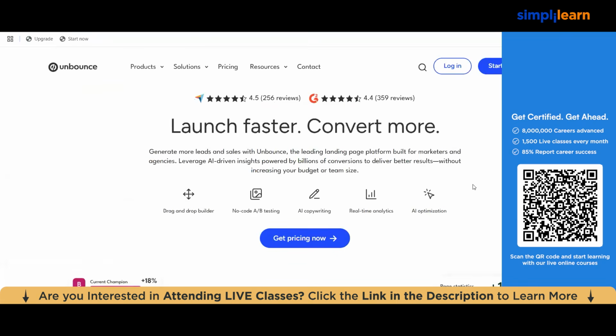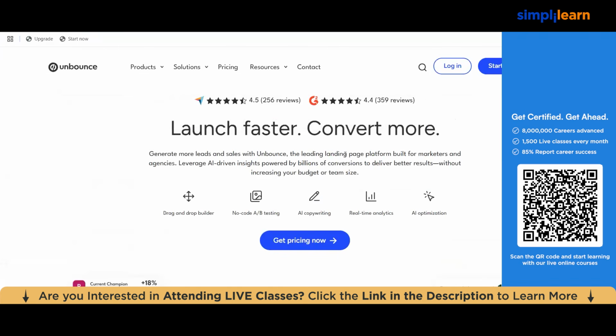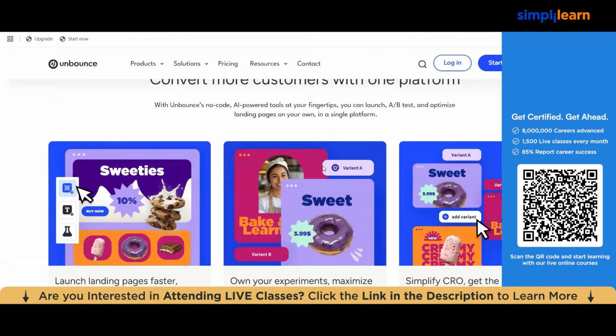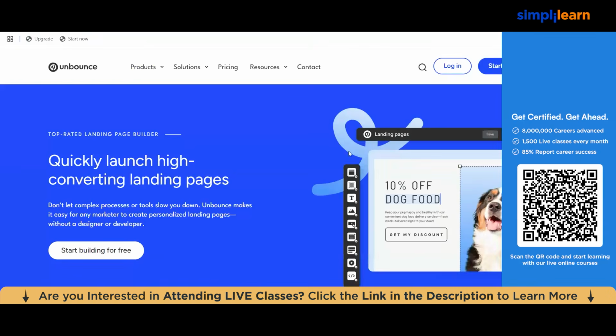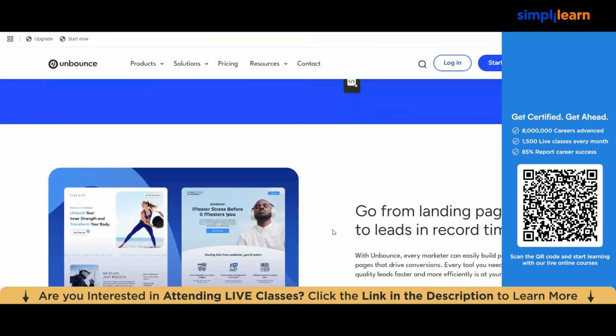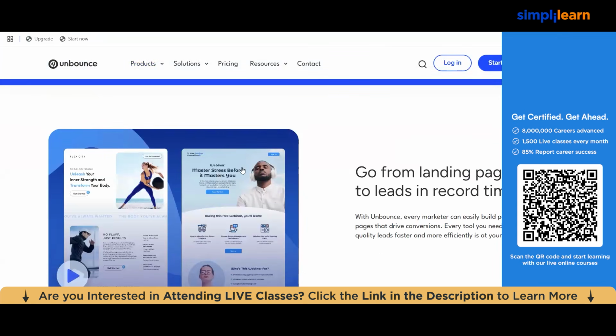Yeah, so this is Unbounce. Products, landing pages, you see, and that's what they are best at. You can start building for free, and that's how you can create the landing page. Smart, creative landing pages. Just drag and drop or choose what you want to do, and you can create landing pages of great usage for your campaigns and your product.